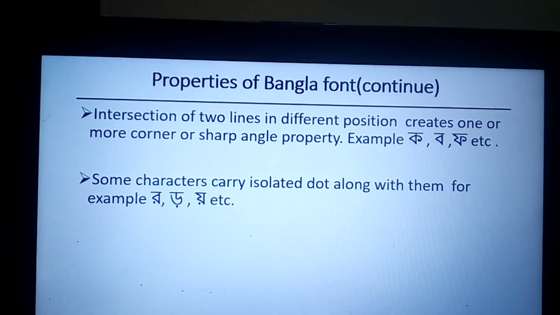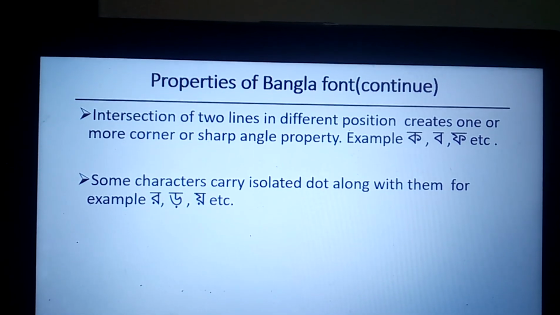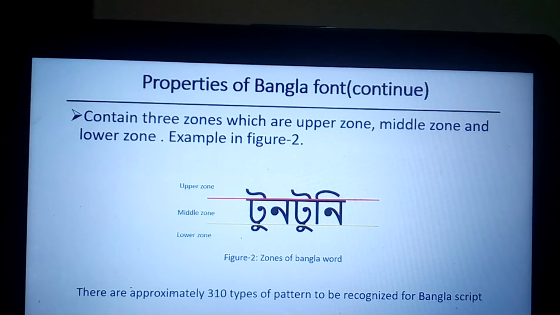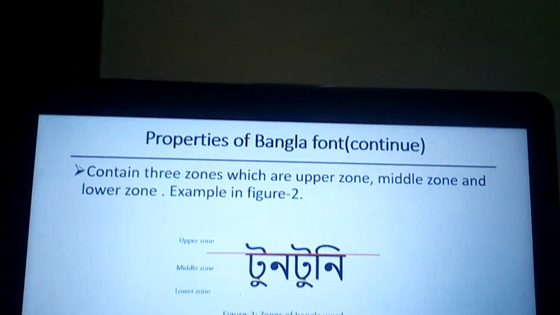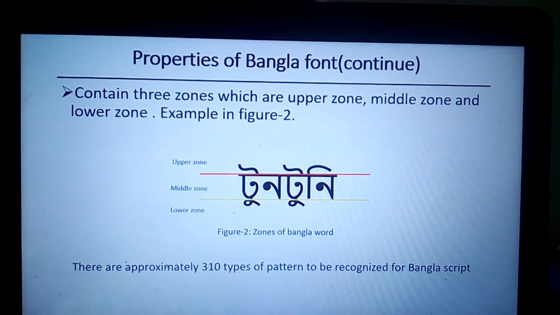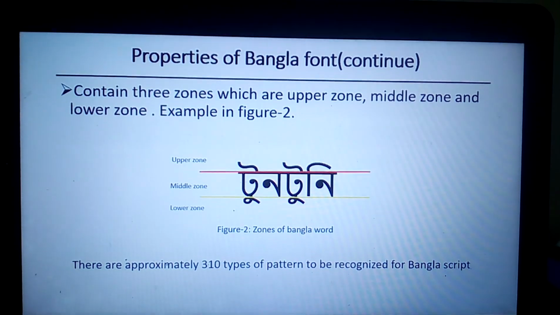And some characters carry isolated dots along with them. For example, boibinduro, dhoiminduro, untusto, etc. And a Bangla word contains 3 zones, which are upper zone, middle zone, and lower zone. Example in figure 2. From these properties, there are approximately 310 types of patterns to be recognized for Bangla script.